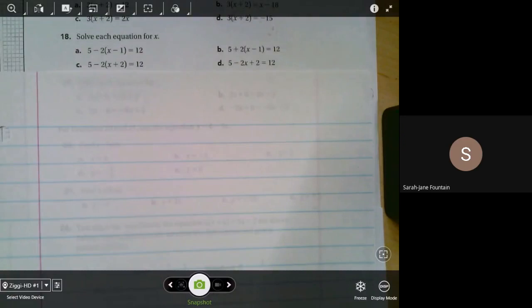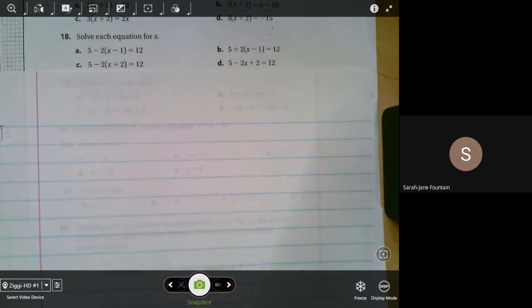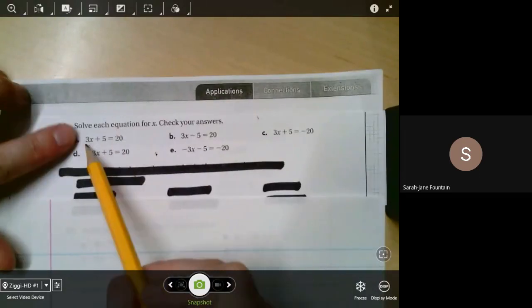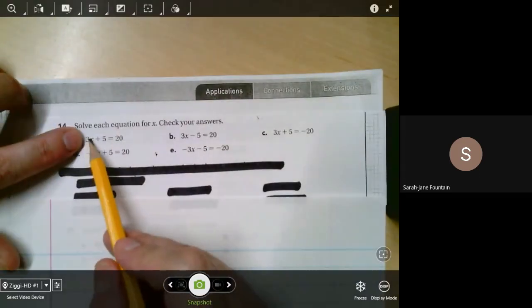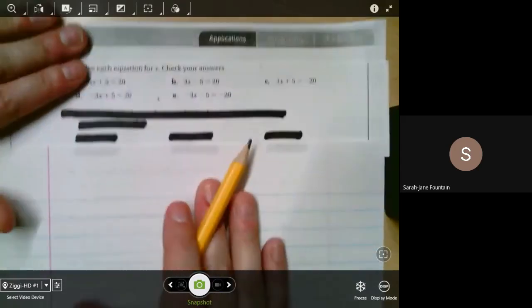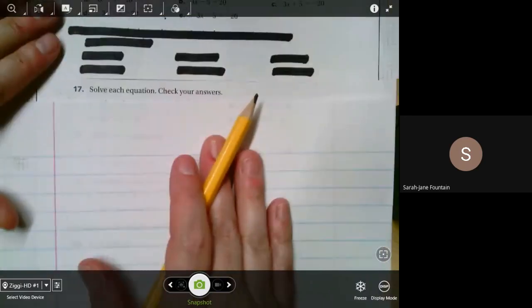Hey guys, welcome back. So what we're going to do is the second half of the problems now. So we just solved for x. In 14, we solved for x when you have a variable part with a variable, without a variable, and then an answer. And we have to remember inverse operations.